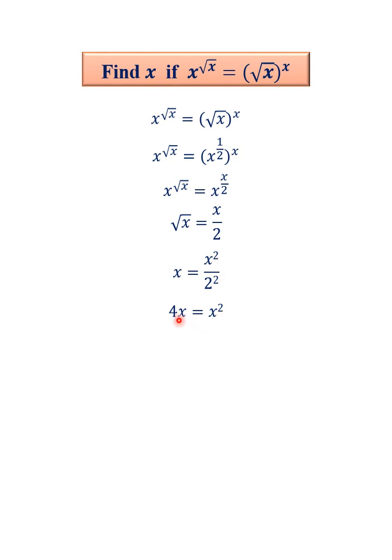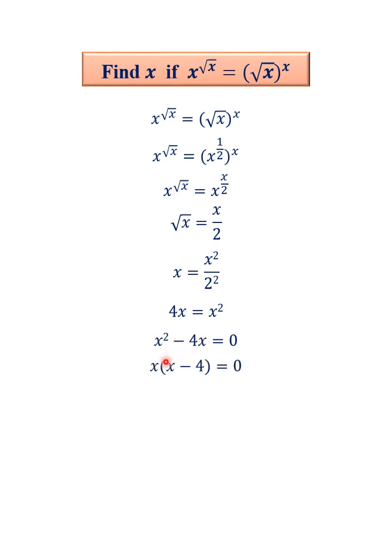Now, we'll take this 4x to the other side of the equation so that we have x squared minus 4x is equal to 0, and that becomes a quadratic equation. So we have x squared, if 4x crosses over, it becomes negative 4x. We are simply subtracting 4x from both sides of the equation, and that leaves us with 0 on the right hand side. At this point, we want to factorize because x is common to both terms here.